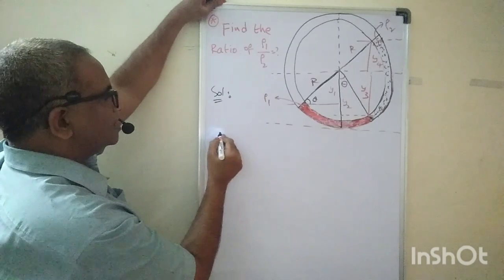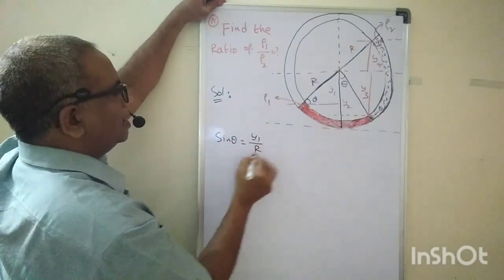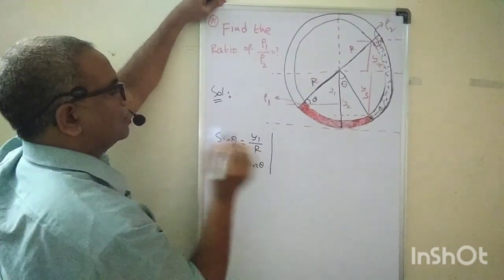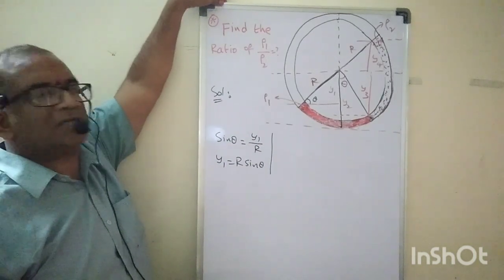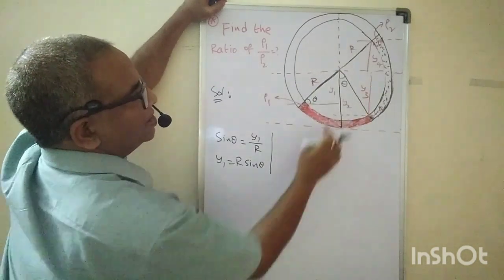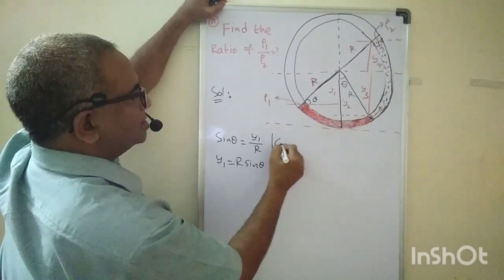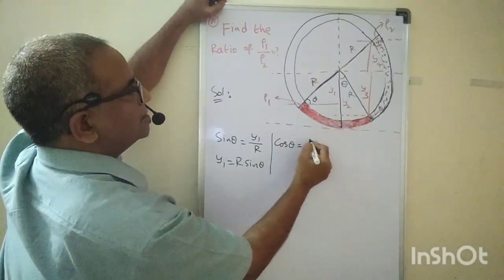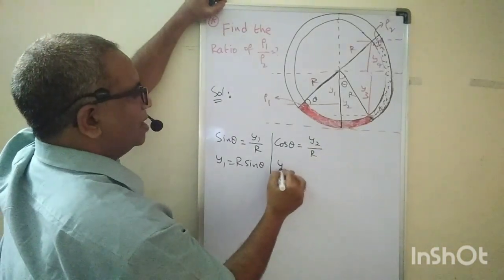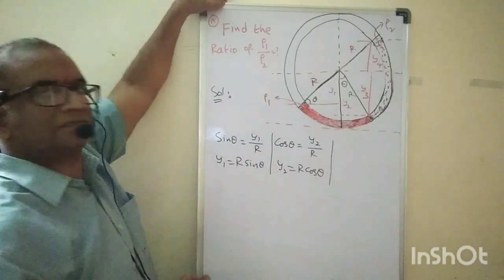Okay, therefore see what is sine theta here? Sine theta equals y1 by r. Therefore what is y1 here? R sine theta. Okay, are you following what I am saying here? Then see here in this triangle, you see carefully. This is y2, this is radius r. Therefore what is cos theta here? Cos theta equals y2 by r. Therefore y2 equals r cos theta. Okay, clear what I am saying here?